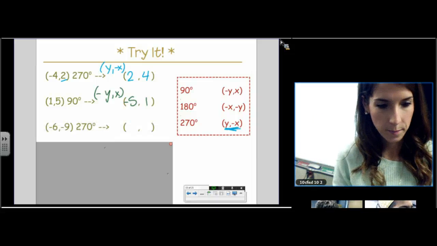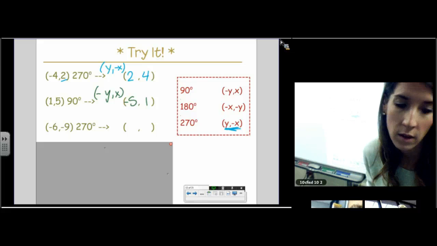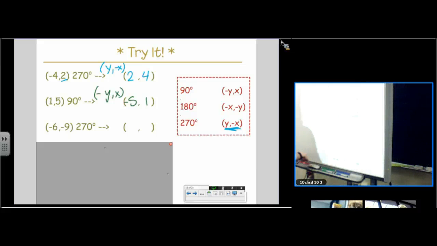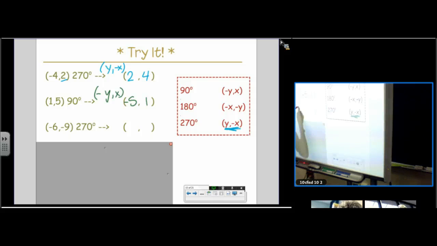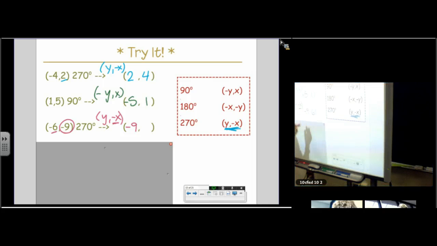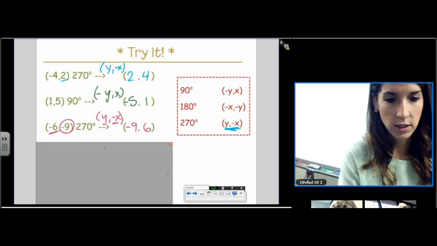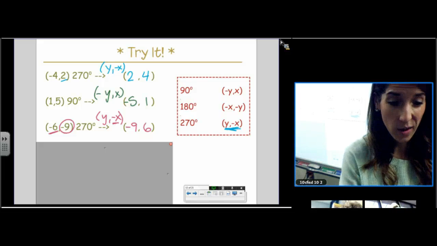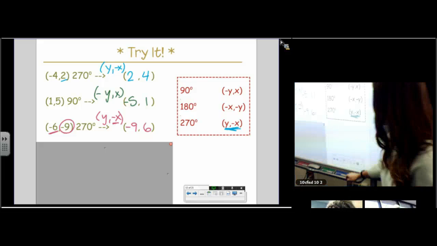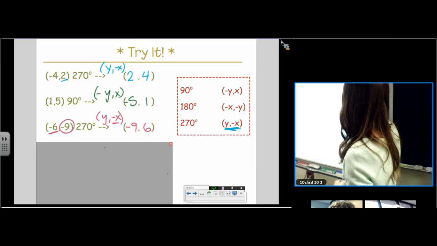Edriel, you're up. So Edriel, on this one, you just grab your rule. The rule is y, negative x. So you grab y, and you don't do anything to it. And then negative x. So you take x and you make it negative. A negative negative 6 is a positive 6. So the answer is negative 9, 6. You have to follow the rules. These are the rules. Okay?